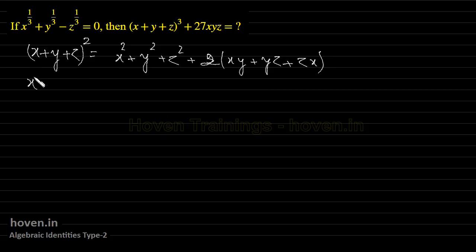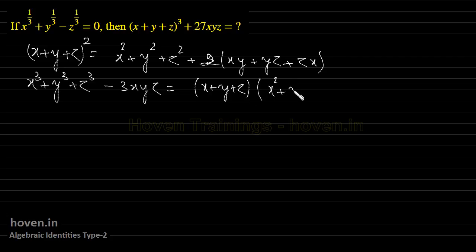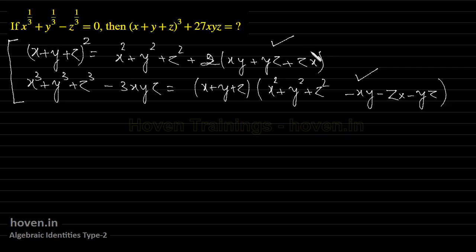And a similar formula for cubes is also there: x³ + y³ + z³ − 3xyz = (x + y + z)(x² + y² + z² − xy − yz − zx). So this is the formula that involves the powers of 3. Every question that involves 3 variables is going to be based on these 2 formulas. You should remember these 2 formulas by heart.